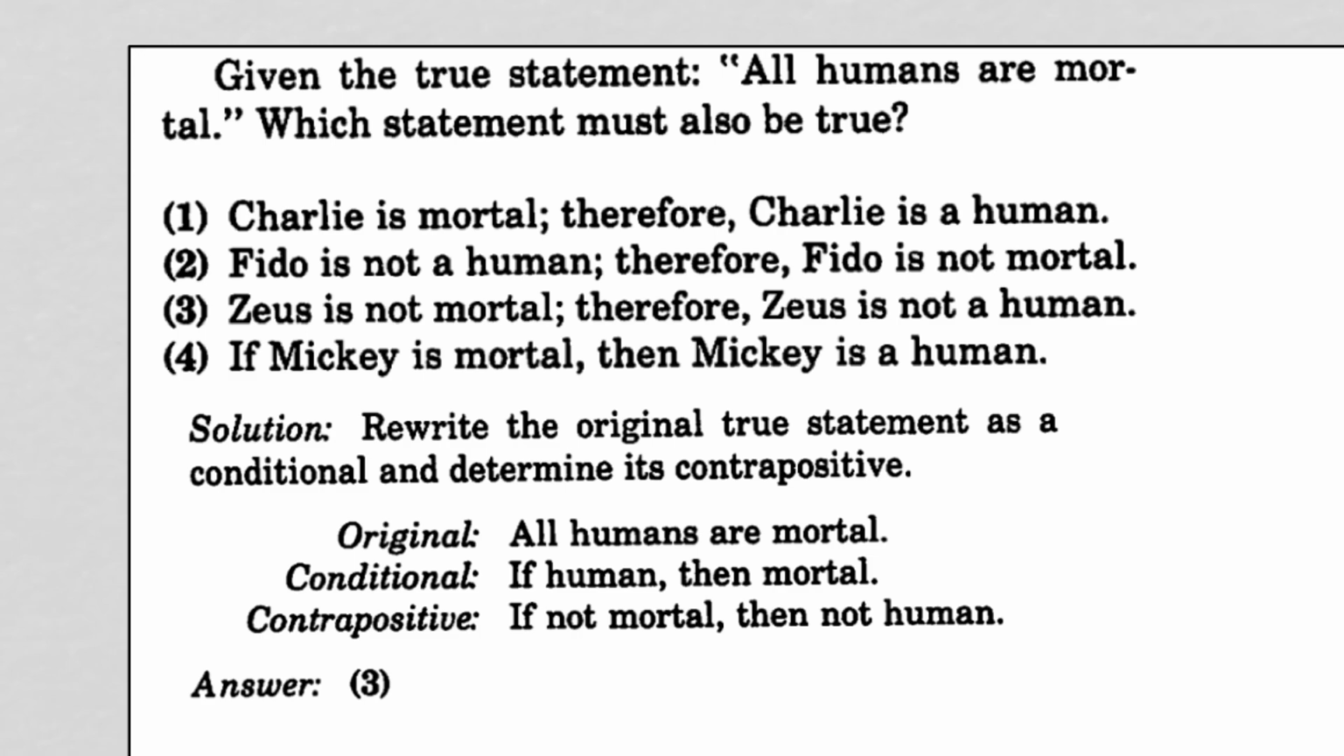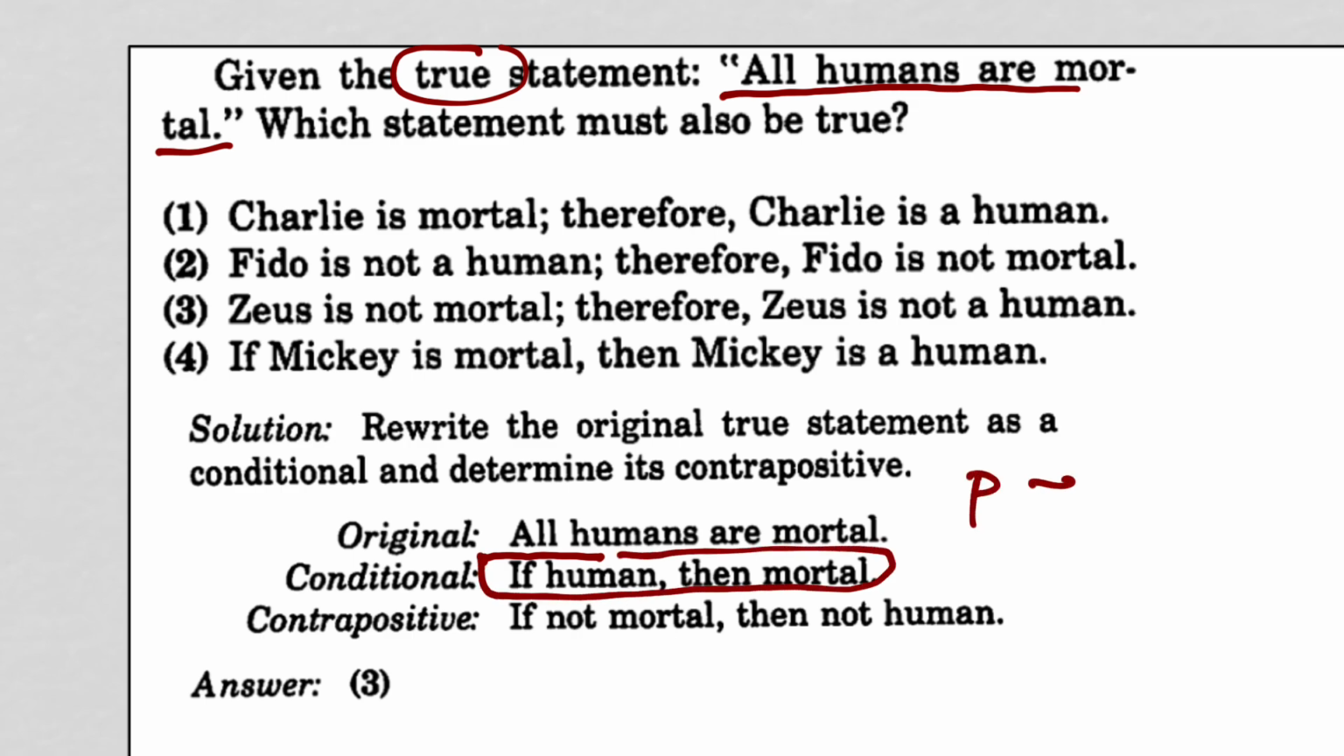In this question, they say that this statement is true. They're telling you it's true. But it's not an if-then statement. So you would have to change it to something like, if it says all humans are mortal, that can be rephrased as, if you are a human, then you are mortal. So P is you're a human, and Q is you're mortal.